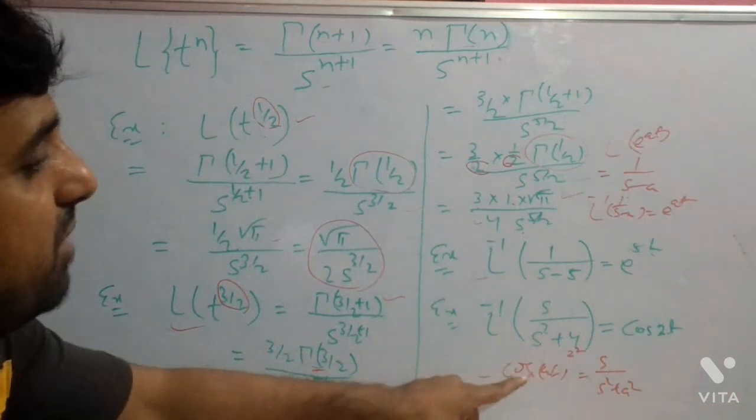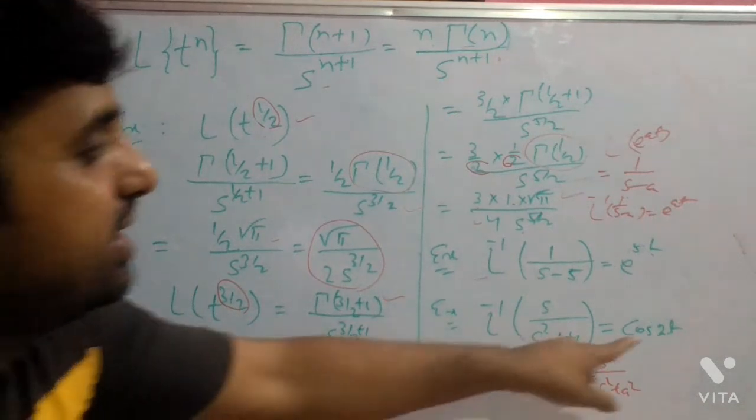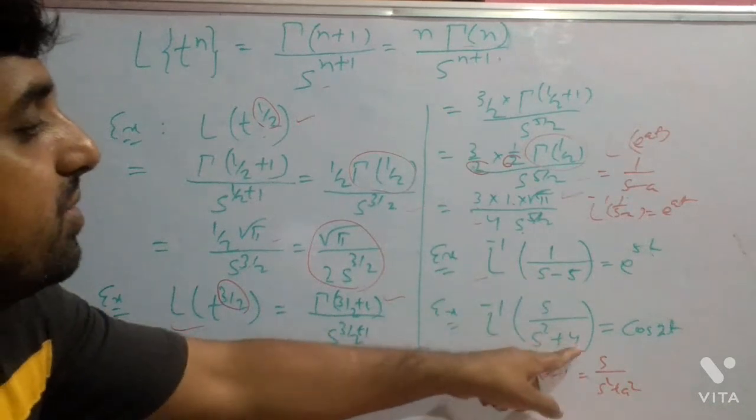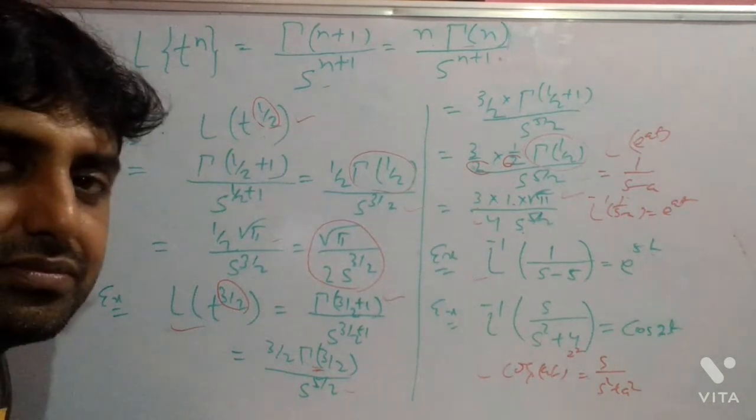So the inverse will be cos at, and the answer is cos 2t. So Laplace inverse of s divided by s square plus 4 is equal to cos 2t. Clear? Or is there any problem? Okay.